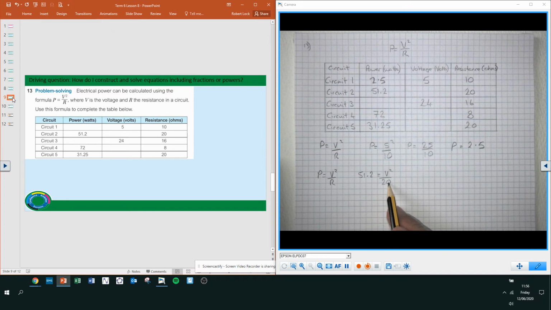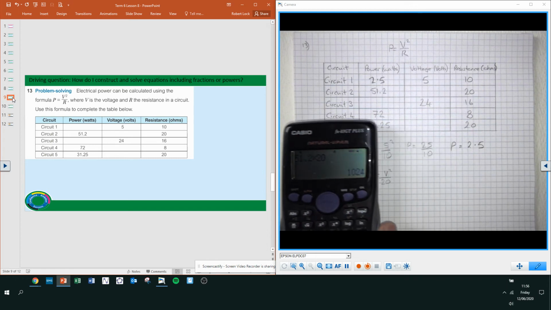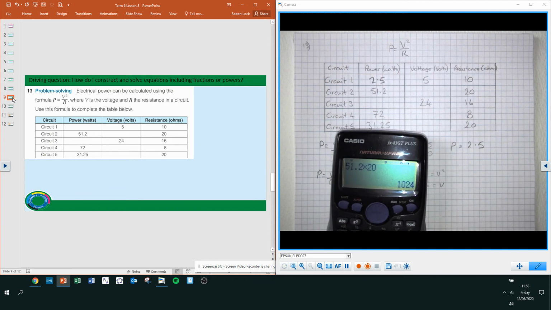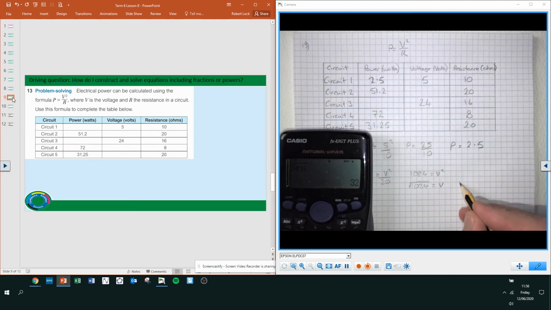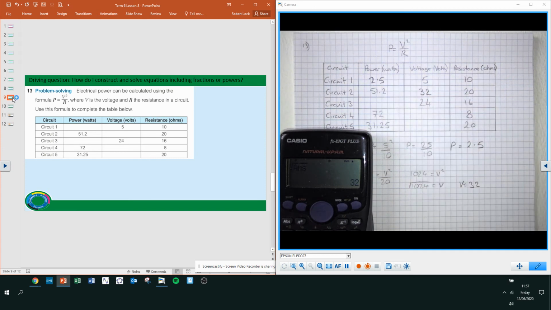To get rid of the 20, we must multiply both sides by 20. Bring back in the calculator to help us out. 51.2 times 20 equals 1024. 1024 equals V squared. Square root 1024 gives us V. The answer is 32. So V equals 32. So we put that in here. V equals 32.